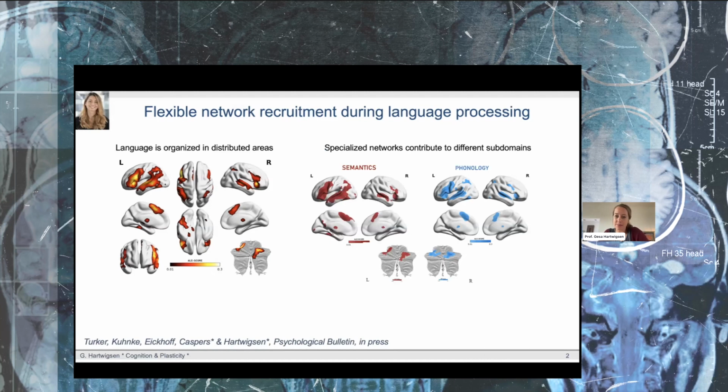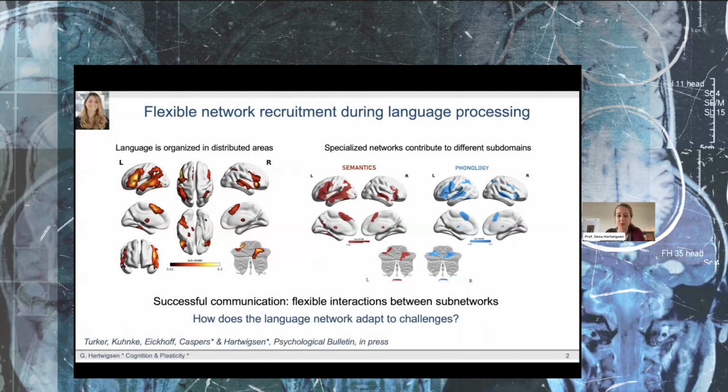Now, when we look further into detailed components or different linguistic operations, such as the processing of the meaning of words or its semantics, or the processing of the sound of words, the phonology, we see that different specialized subnetworks contribute to different functions. And successful communication, when we talk to each other or listen to each other, requires flexible interactions between such specialized subnetworks. And the big question that I'm interested in is how the language network then adapts to challenges.